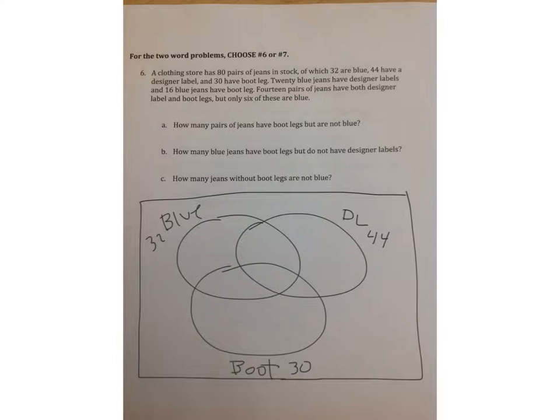So I'm going to look at this last sentence because it has all 3 of the circle descriptors in there. It says 14 pairs of jeans have designer label and bootleg, but only 6 of these are blue. So I'm going to go to where the designer label and the bootleg is, and this is the area that has to have 14. But it says only 6 of these are blue. So that means in this overlap of the designer label and the bootleg, 6 of them are blue, which has to mean the 6 goes in the center part because we're talking about the blue.